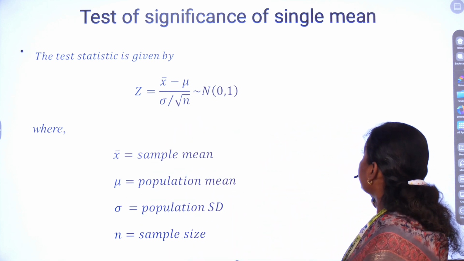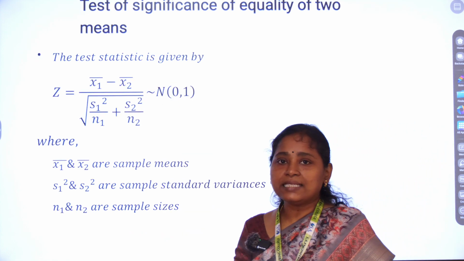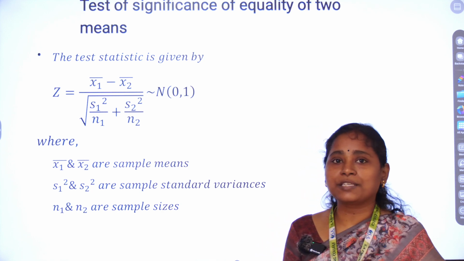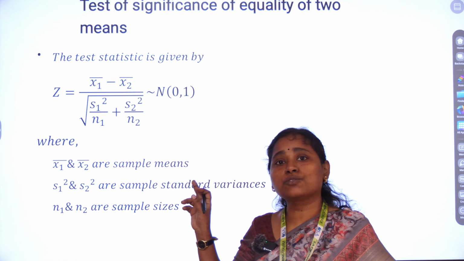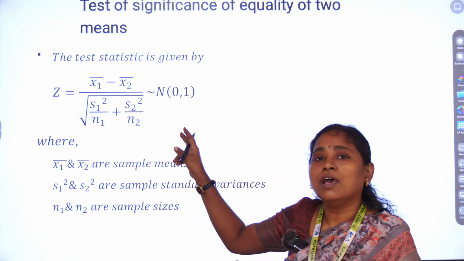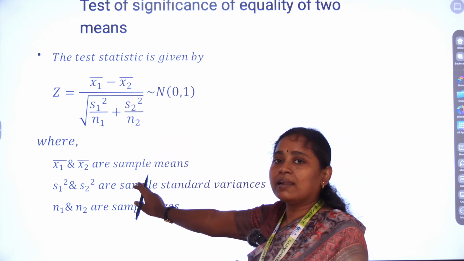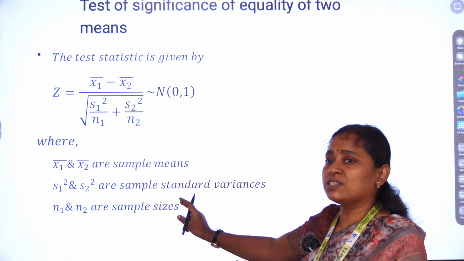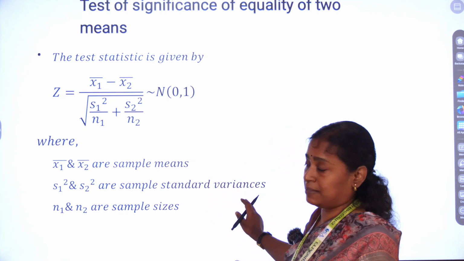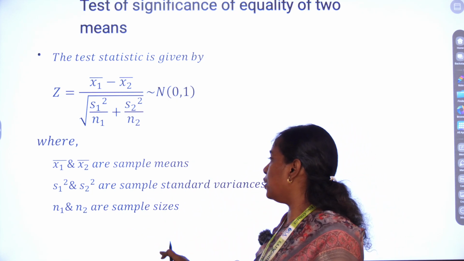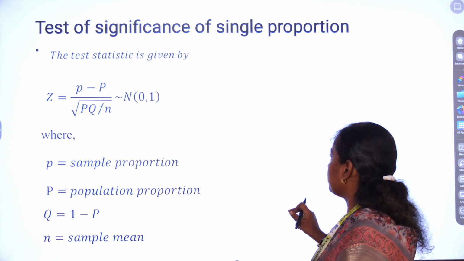Now next is test of significance of equality of 2 means. The test statistic is given by Z is equal to x1 bar minus x2 bar divided by square root of s1 square by n1 plus s2 square by n2, which follows again normal 0, 1. Here x1 bar and x2 bar are sample means, s1 square and s2 square are sample variances. Next, n1 and n2 are sample sizes.